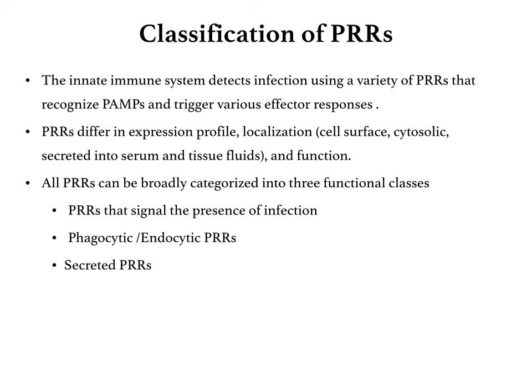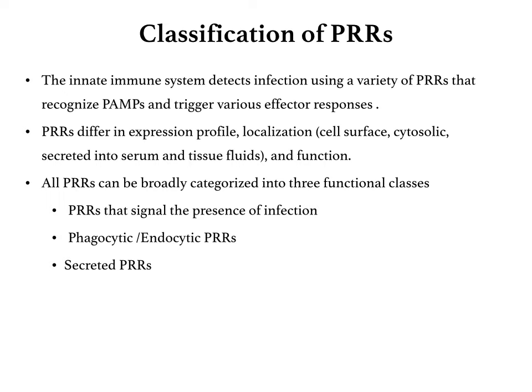The innate immune system detects infection using a variety of pattern recognition receptors that recognize pathogen associated molecular patterns and trigger various effector responses. The pattern recognition receptors can be broadly classified into three main classes depending upon their expression profile, that is, localization of the pattern recognition receptor and its function. They can be either present on the surface, or they may be present in the cytoplasm, that is cytosolic. Some may be secreted into the serum or the tissue fluids.